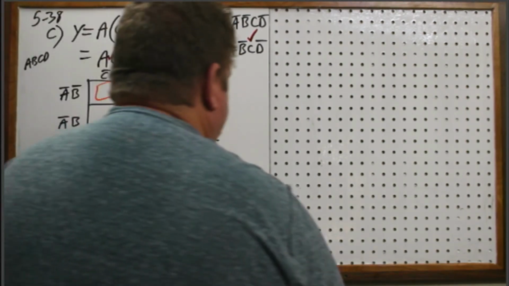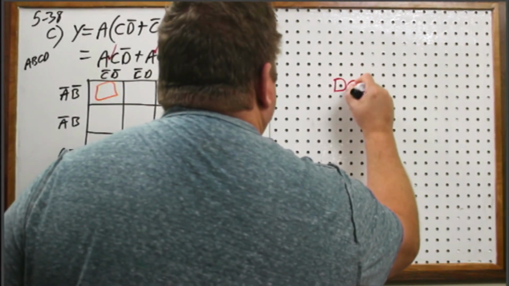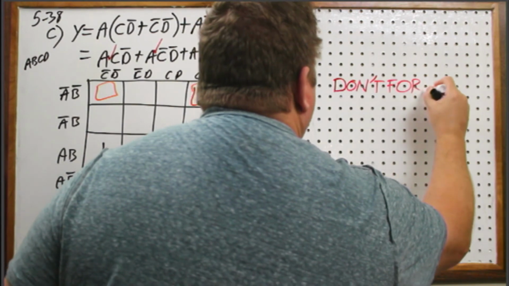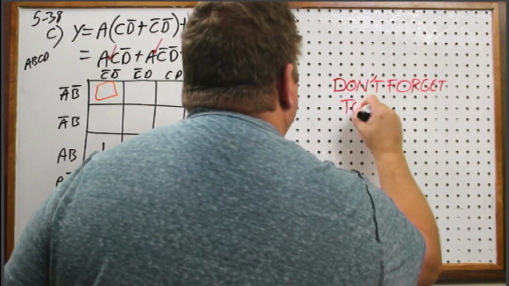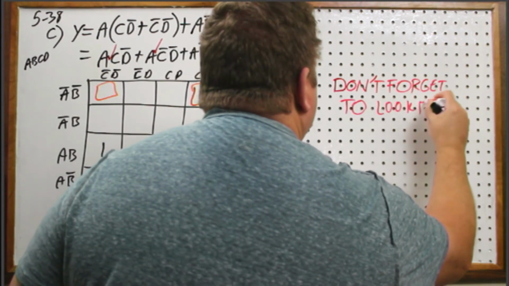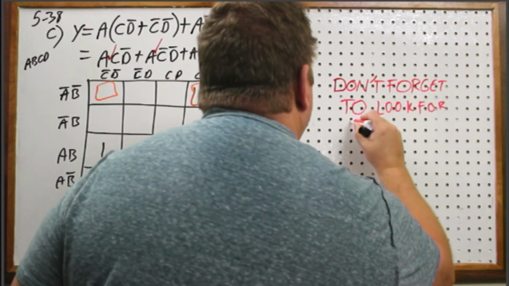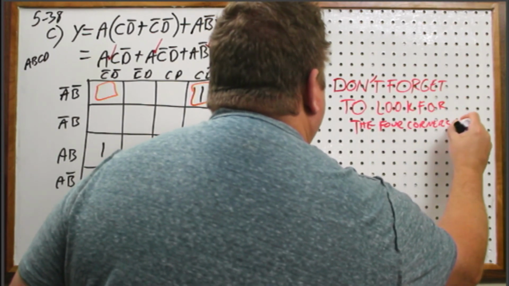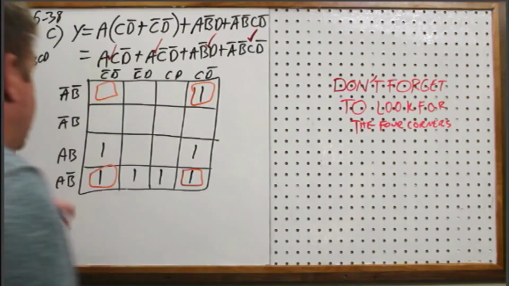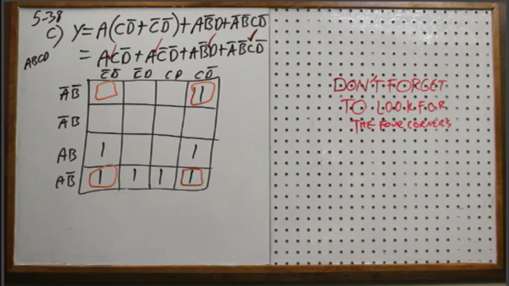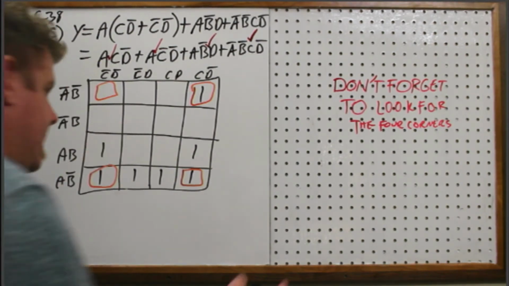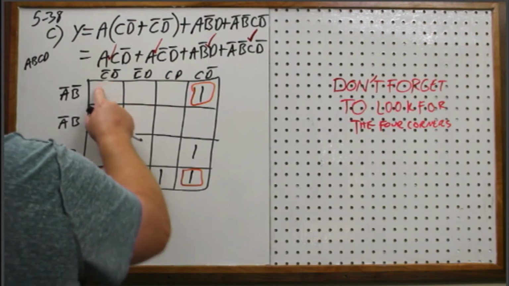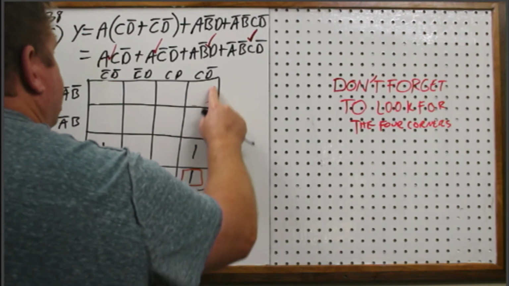So I'll say over here, don't forget to look for the 4 corners. Now, sometimes it's not going to help you, but don't forget to look, okay? So if I had a high in all 4 corners, I could group those together as one group of 4, all right? But I don't. I just wanted to point out that if you do encounter that, like on a quiz or an exam, you'll know that you can use the 4 corners as well.